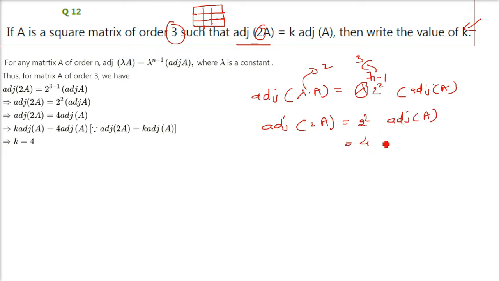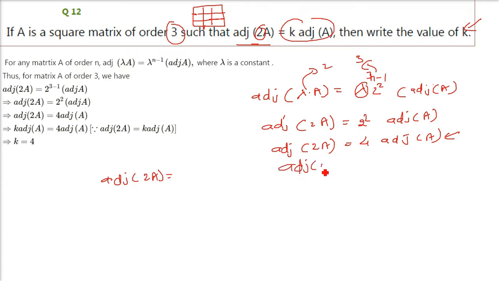So 2 square is 4, adjoint of A, and then on the left hand side we have adjoint of twice of A. Now please witness that in the question, adjoint of twice A is given as equal to K adjoint of A. So why not equate these two? Let us equate it, because this is already given in the question. Adjoint of 2A is equal to K into adjoint of A. Now from these two equations, K is equal to 4. So you can just write K equals 4.